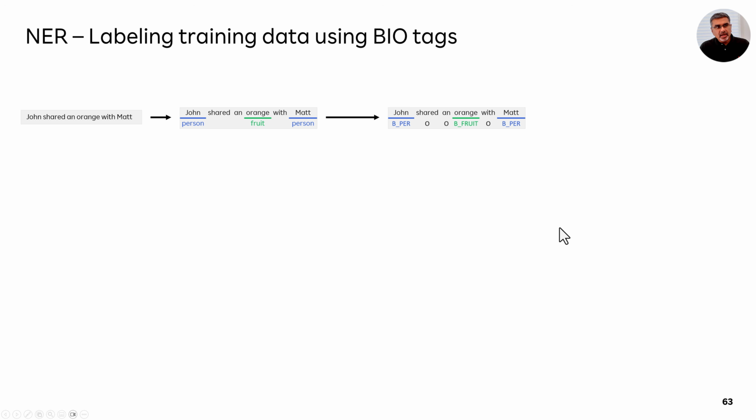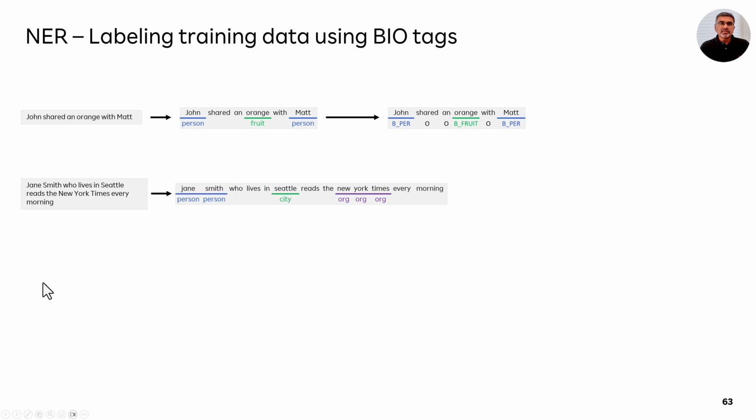Now, what happens if you have a text block like this? Jane Smith, who lives in Seattle, reads the New York Times every morning. Now, using the scheme that I just showed you, you would start labeling it as the following. Jane is a person. Smith is also a person. You're only interested in a few set of classes of entities like names of people and city and so on. So who and lives is not any of those entities. So you skip that. Seattle is a city. You'll label that and keep going forward. And then New York Times is an organization.